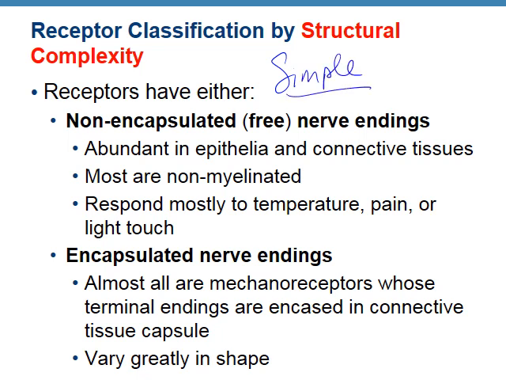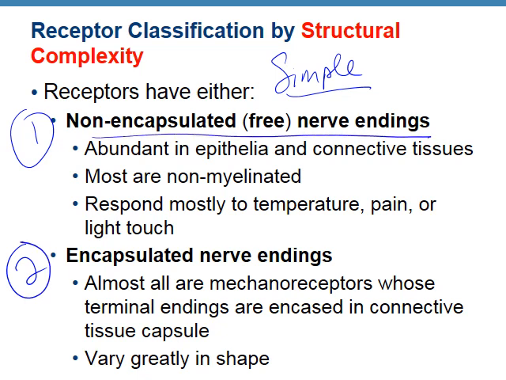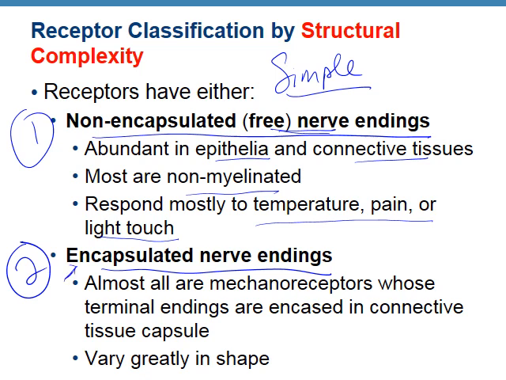So these are both simple. We have two different subclasses. They're either free nerve ending, or encapsulated. So if they're free nerve endings, you find these in epithelial, connective tissue, they're non-myelinated, they respond to temperature, pain, or light touch. The encapsulated nerve endings are almost always mechanoreceptors, and they're going to be in some sort of connective tissue, and they're going to vary. There's a bunch of variation here you'll see on the next slide.